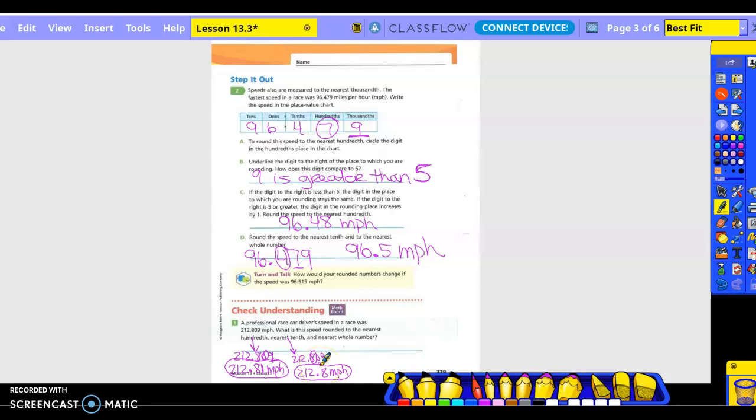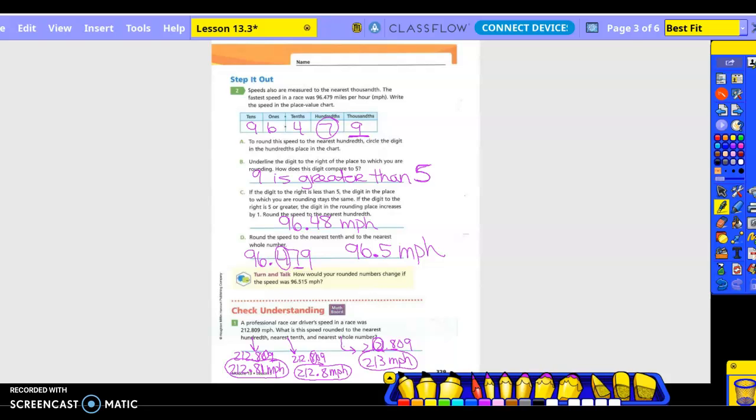Okay, and then the nearest whole number. So 212.809. What is our first whole number? The second 2, right? In the ones spot, right? Okay, and then I underline the 8. So I'm going to rewrite everything in front of the circle. So 21, and then, is that going to stay a 2 or become a 3? Become a 3 because 8 is 5 or higher, so 213 miles per hour. They want a whole number, so will you have a decimal? No.